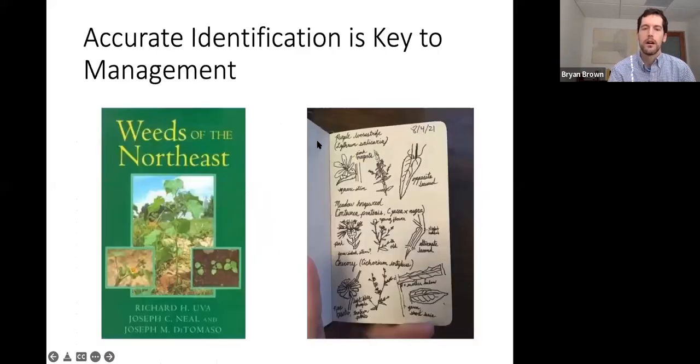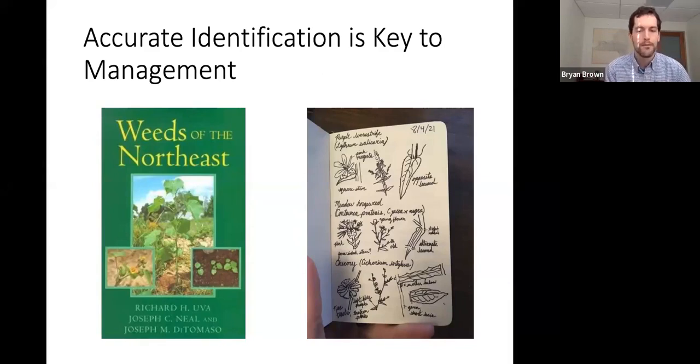So that's why we're looking at identification. That's why it's so important that you really identify it down to the species level, not just, yeah, it's a pigweed, or yeah, it's a bindweed, but which one is it? Because they respond differently to management.